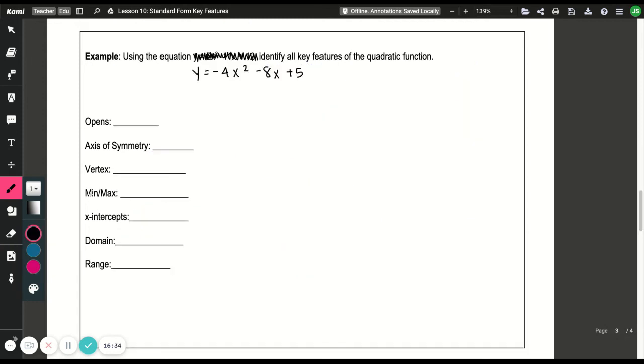Okay, for our last one, I changed the equation, so we need to change it for multiple reasons. Okay, so my a is negative 4, b is negative 8, and c is 5. So this graph, since a is negative, is going to open downward. So this graph opens down because a is negative.